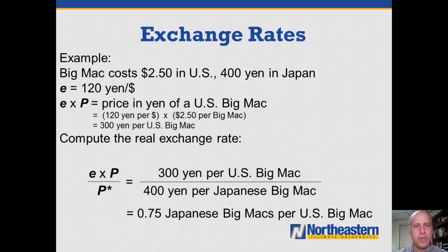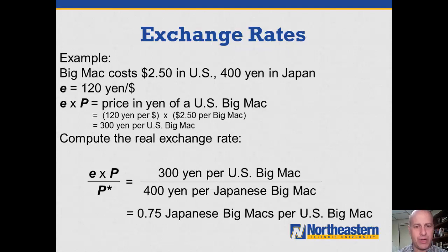If we want to compute the real exchange rate, then what we need to do is use these differences in nominal prices combined with the nominal exchange rate to obtain our measure of the real exchange rate. So work through this calculation. The exchange rate times the price. For $2.50, I could buy 300 yen. That means that for 300 yen, I can buy a U.S. Big Mac. So I multiply the exchange rate times the domestic price to identify how many units of the foreign currency it would take me to buy enough dollars to buy a Big Mac in the United States.